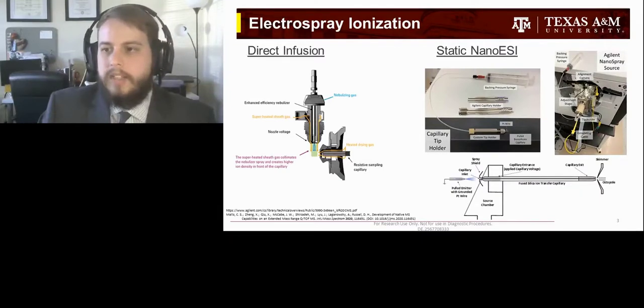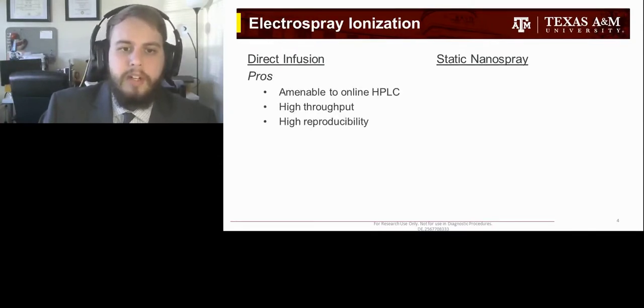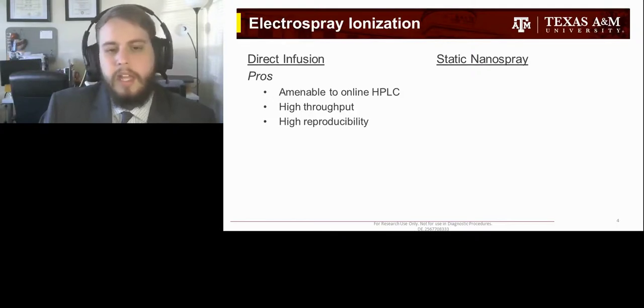And once inside this Agilent nanospray source, we have a platinum wire inserted into the solution, which is grounded and held in proximity to the spray shield, which is held at the negative potential to facilitate formation of the Taylor cone and ionization. Now, there's pros and cons to both of these methods. So for direct infusion, one of the biggest pros is that it's very amenable to online HPLC.